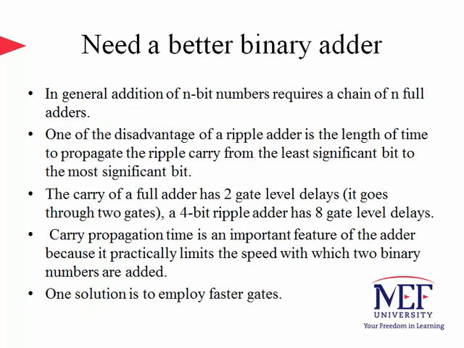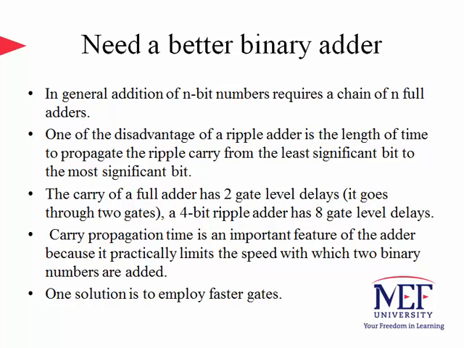A cascade of full adders leads us to implement an N-bit ripple adder. However, the problem with the ripple adder is the carry propagation delay. It's the length of time for the ripple carry to propagate the carry bits from the least significant bit position to the most significant bit position. In our example of a 4-bit ripple adder, each internal half adder causes a gate delay, making 2 gate level delays per full adder. For a 4-bit ripple adder, a total of 8 gate level delays are incurred.